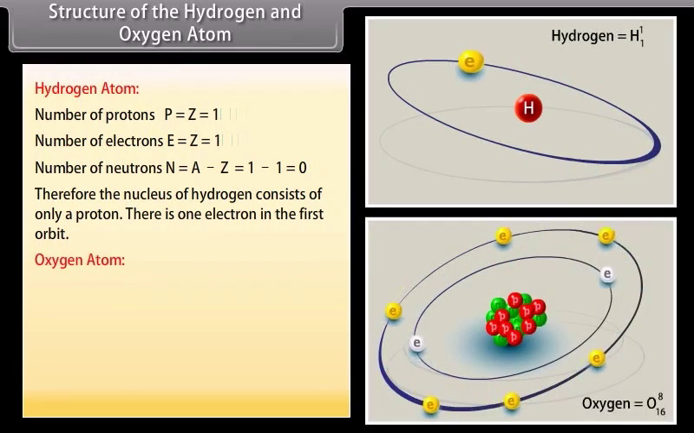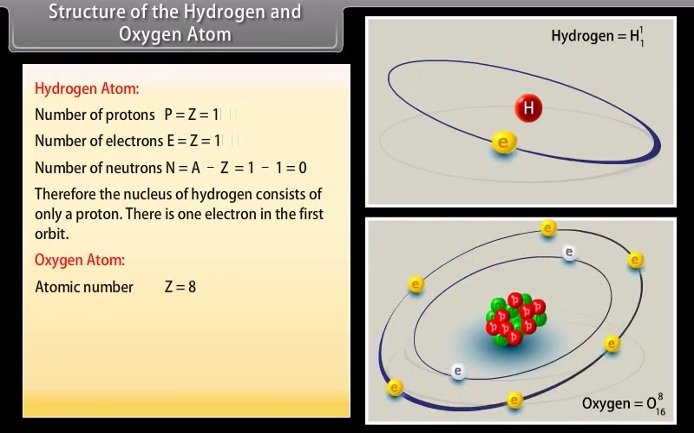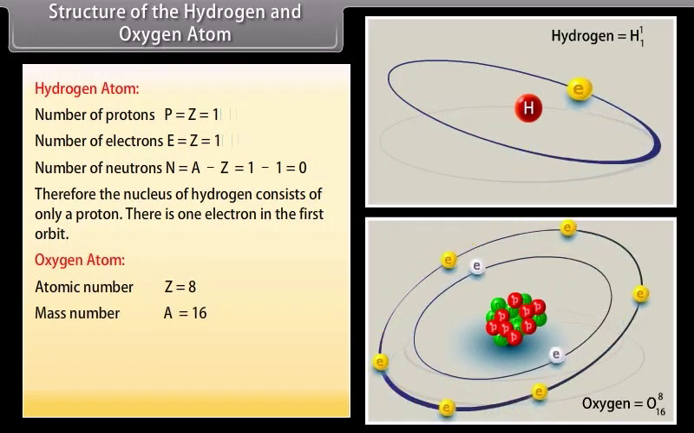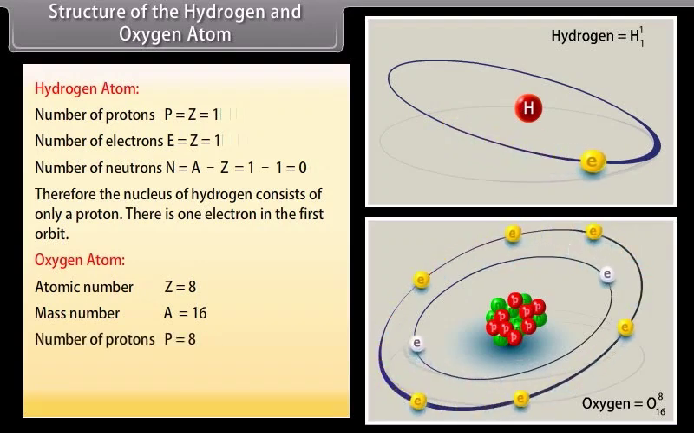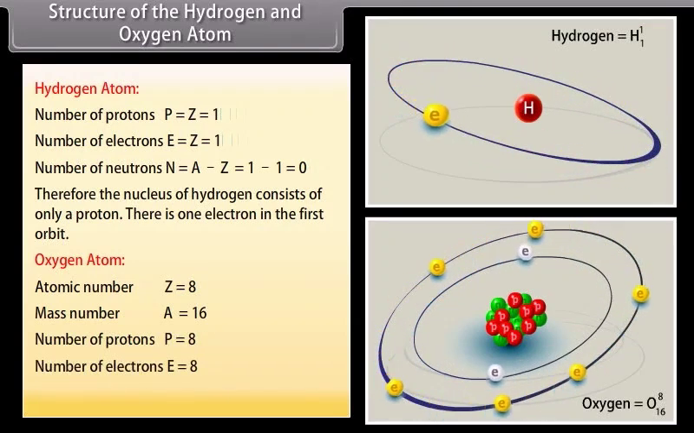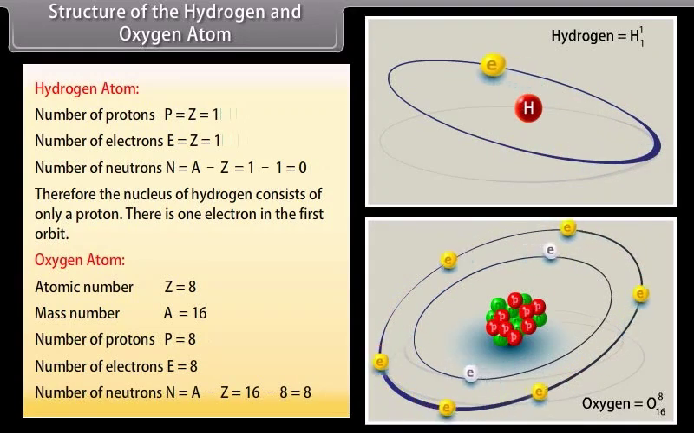Oxygen atom. Atomic number Z = 8. Mass number A = 16. Number of protons P = 8. Number of electrons E = 8. Number of neutrons N = A - Z = 16 - 8 = 8.